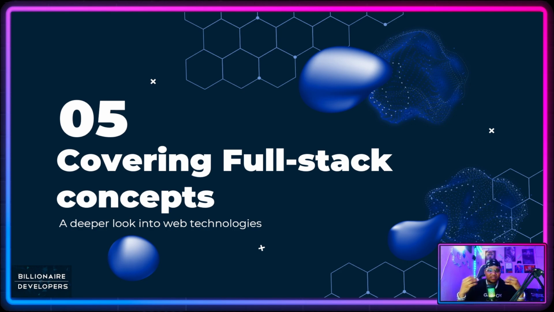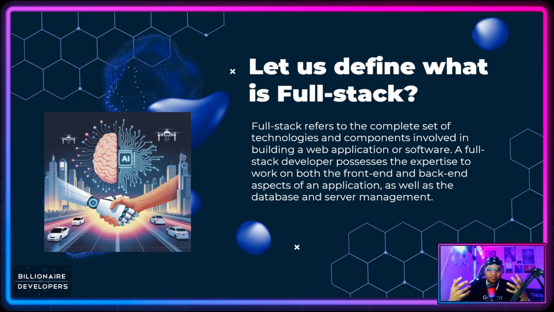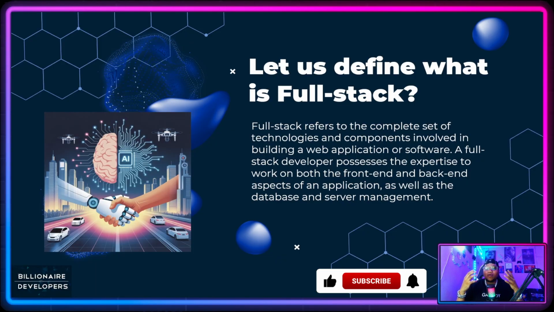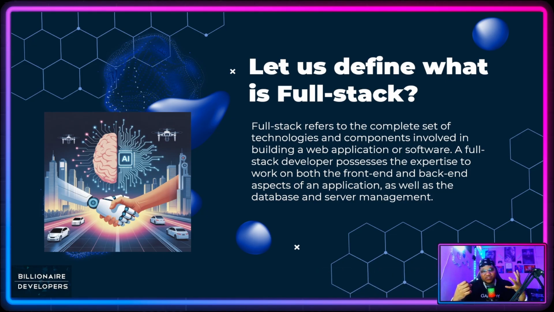Right, so remember I did say I'd be covering some full stack concepts? I've been talking about AI and Python, so what exactly is a full stack developer? Basically, full stack just refers to the complete set of technologies and components involved in building a web application or software. Remember I mentioned there's the front end and the back end. You'll be working with the user interface, the things that you see visually on a web application, and also on the back end, things like APIs, databases, DevOps, and cloud.